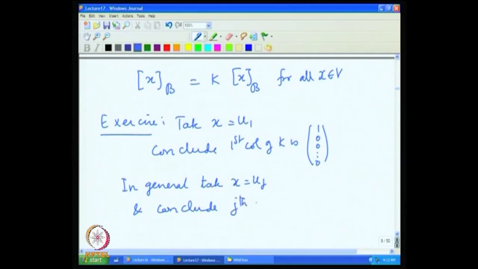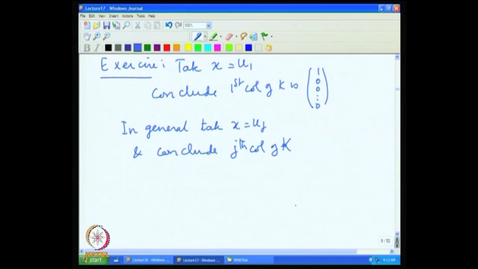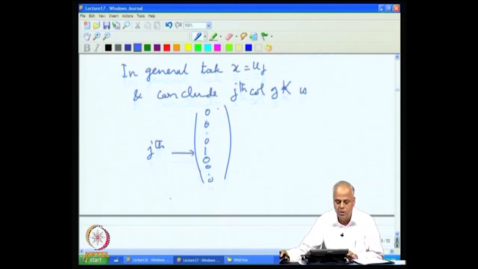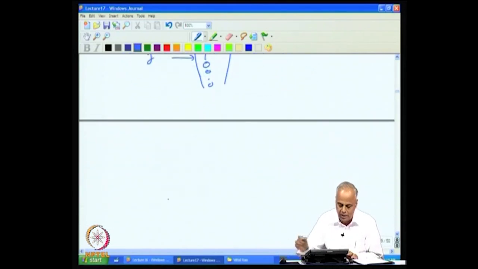The jth column of k is the column 0 0 etcetera until you come to the jth stage and all are 0. This is the jth entry. The jth entry is 1, which simply means the columns of k are the same as the columns of the identity matrix, and hence k equal to I n.